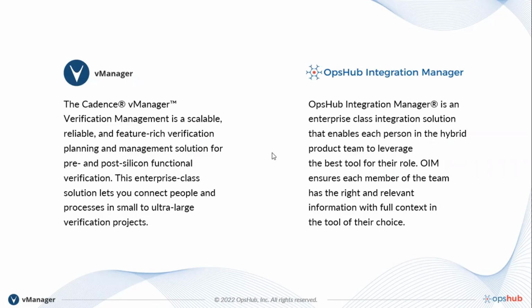So today we are going to talk about two main tools. The vManager tool, which is owned by Cadence, provides a solution for verification planning and verification management. It's a very scalable, reliable tool that has existed in the market for many years now. It has a lot of really nice features around verification planning, and it meets both the pre and the post-silicon functional verification. It's an enterprise class solution tool.